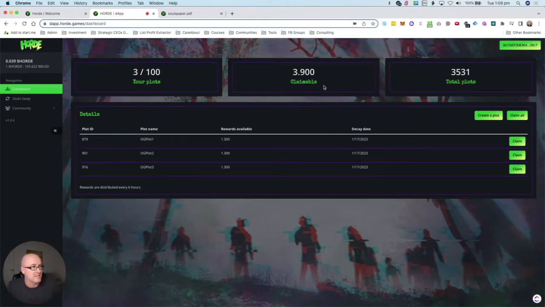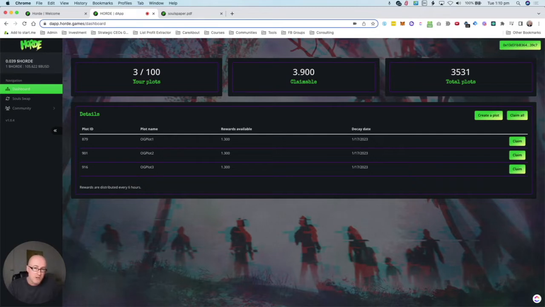So I could wait until the amount claimable here goes up to 10, or actually 11, once you take into account the tax. And then I could claim it and buy a new plot, but I'd have to buy a whole new plot. Also, plots have a limited lifespan. They last 300 days, after which they automatically decay or they're overrun by zombies.